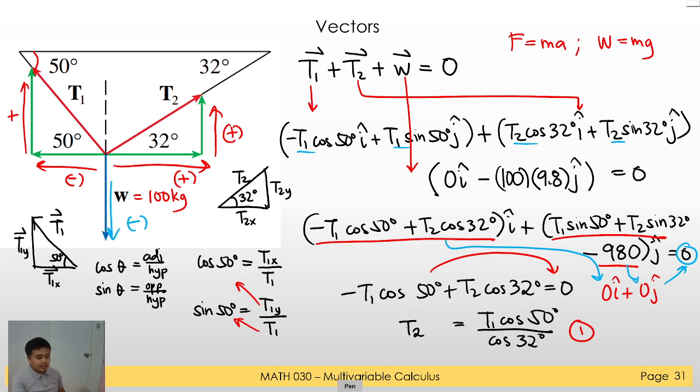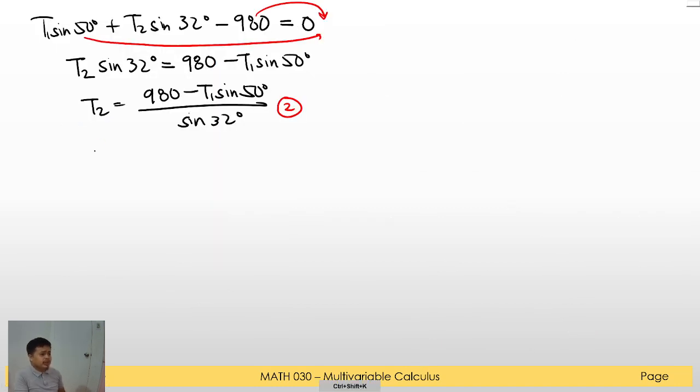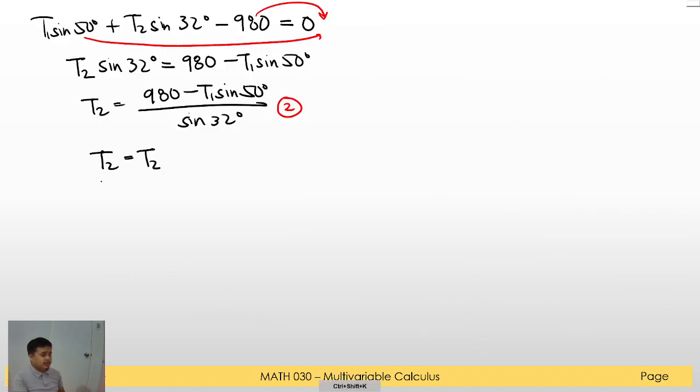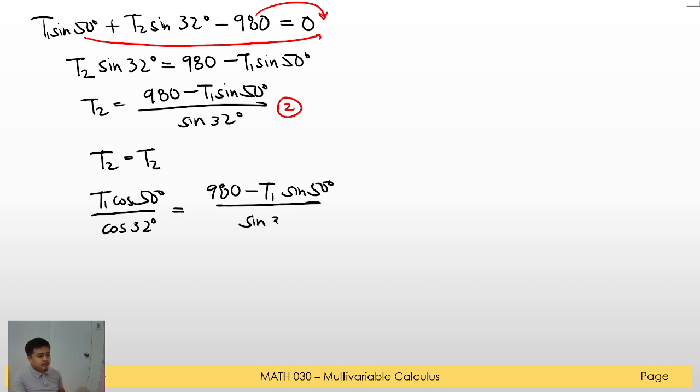So we could equate this T2. So this T2 is also equal to this T2. So T2 is equal to T2. That will be equal to, so we have this T1 cosine 50 over cosine 32, equals 980 minus T1 sine 50 over sine 32.